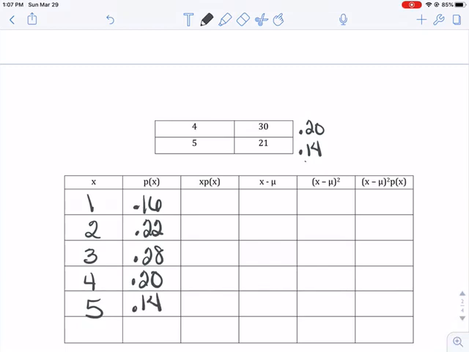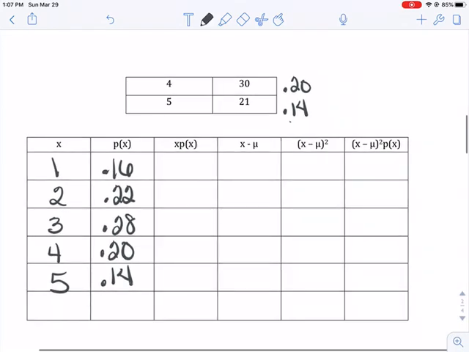Okay. All right, and again, double check it's valid. So when we add up p of x, it should be equal to 1, which it does. Okay, so now we're going to do x times p of x. So we're just taking the first two columns and multiplying them together.